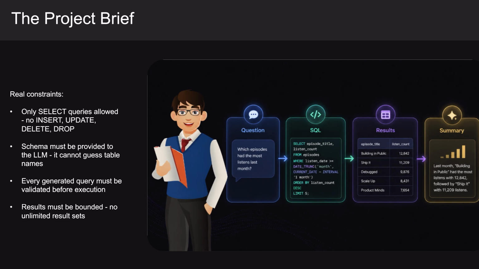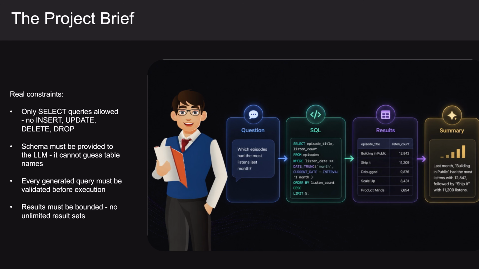Powerful, but the constraints are non-negotiable. Only select queries. The LLM gets the schema, not free access to the database. Every query is validated before execution. Result sets are bounded so one bad question can't dump an entire table. These aren't optional safeguards. They're the foundation of a trustworthy agentic system.